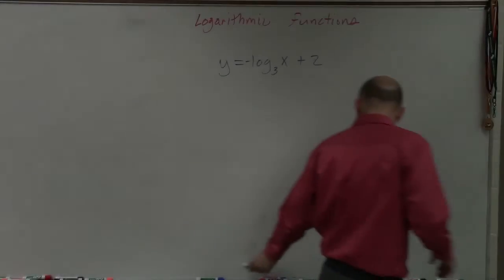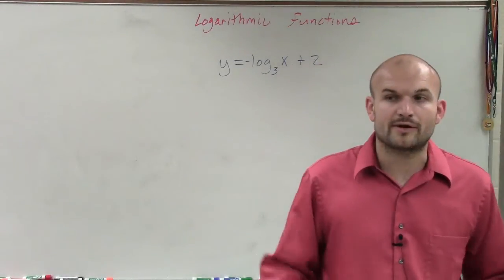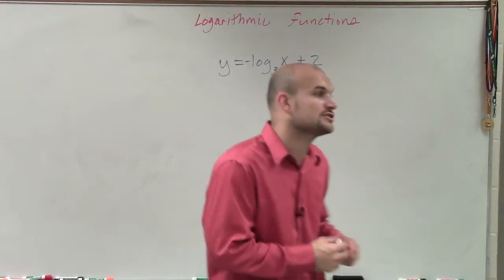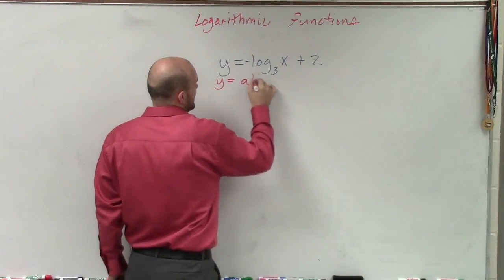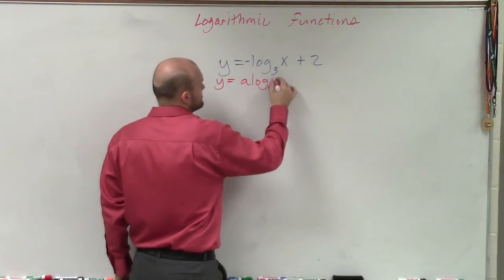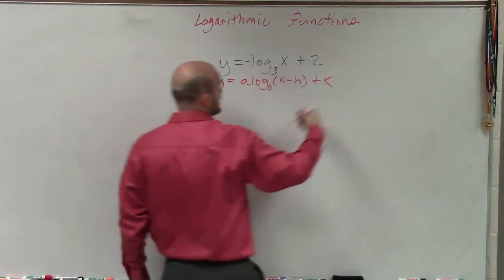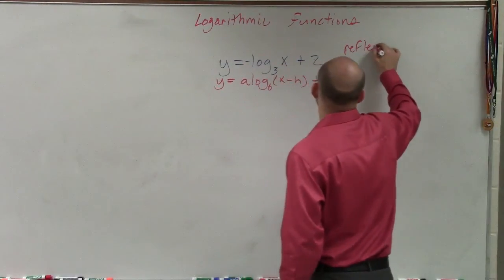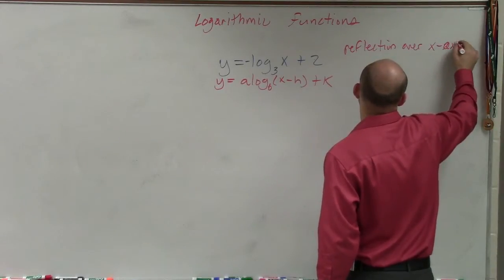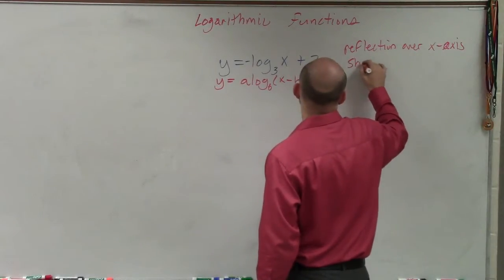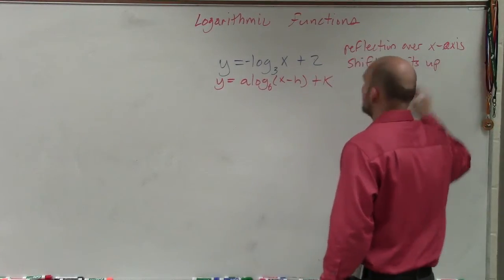Ladies and gentlemen, when I'm graphing a logarithmic equation, there's a couple things I want to do. The first thing is I want to write out the general form for our transformations and determine the transformations. So therefore, I'll write y equals a times log base b of x minus h plus k. Therefore, in this problem, I can see there's a reflection over the x-axis, and there is a shift 2 units up.